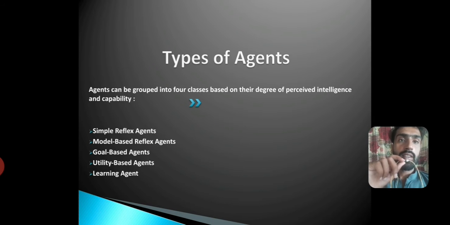Types of agents. Agents can be grouped into four classes based on their degree of perceived intelligence and capability: simple reflex agent, model-based reflex agent, goal-based agent, utility-based agent, learning agent.